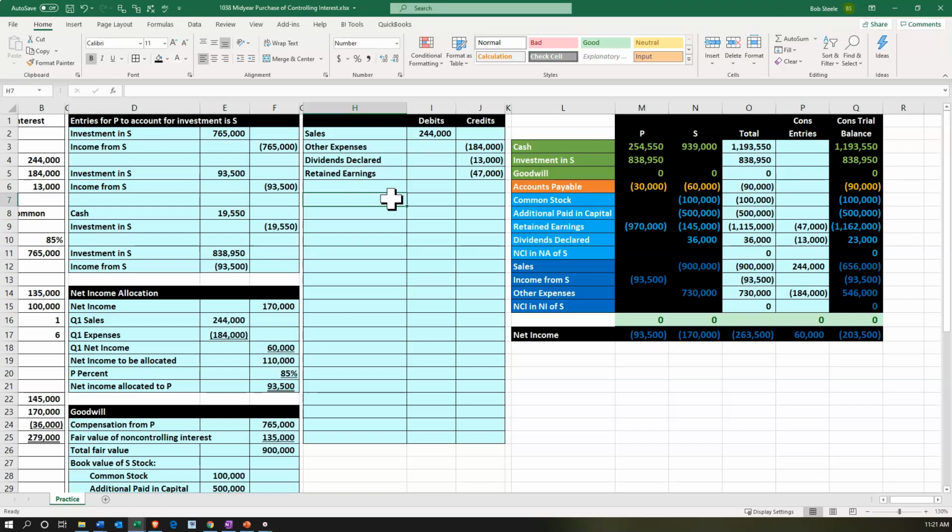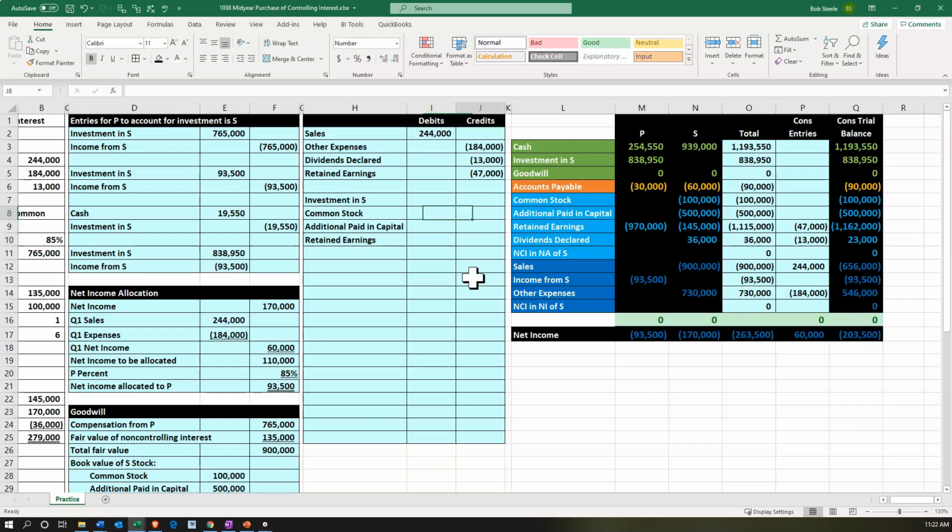I'm going to say, okay, this will be equal to, I'll be picking up the investment account. I'm going to get back to the investment account later. I'm going to go down to the common stock, the additional paid in capital, and the retained earnings. Let's pick those up. So we're going to pick up the common stock, the additional paid in capital, and the retained earnings.